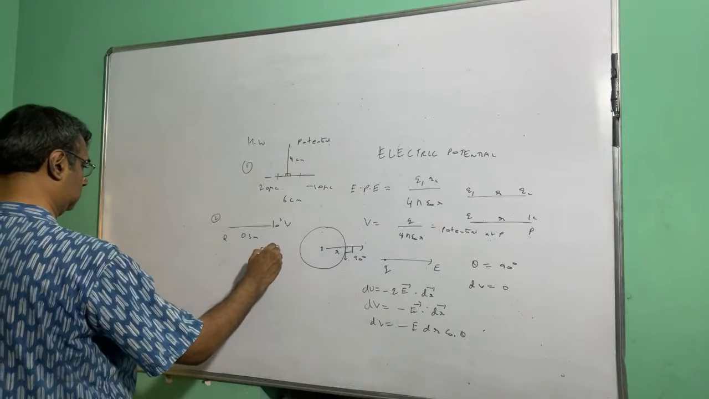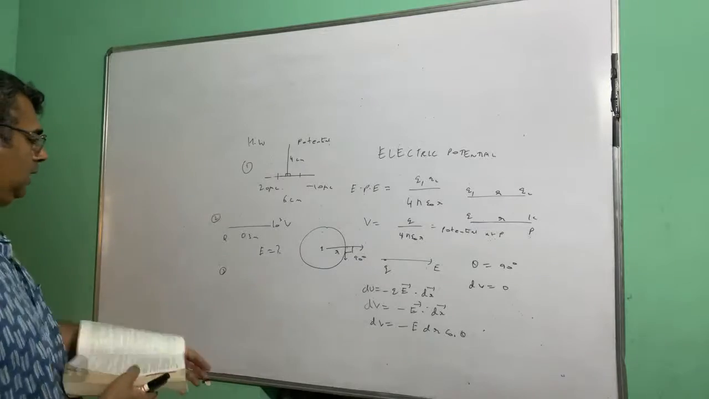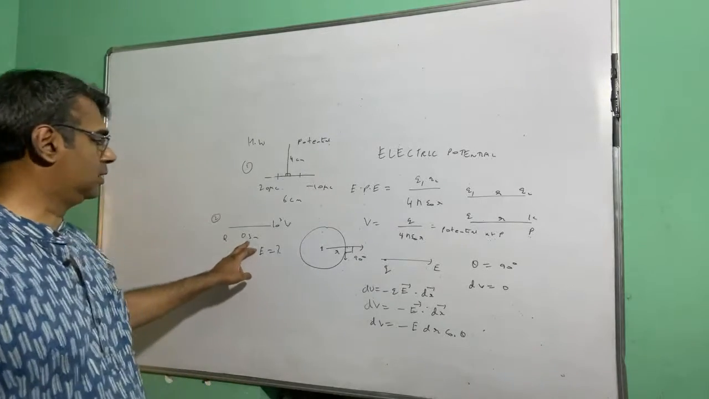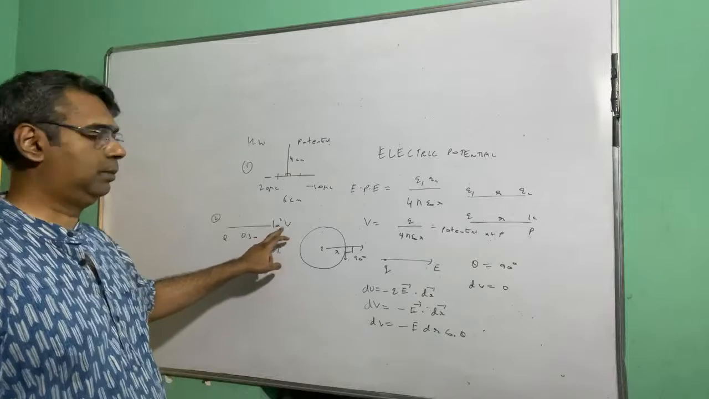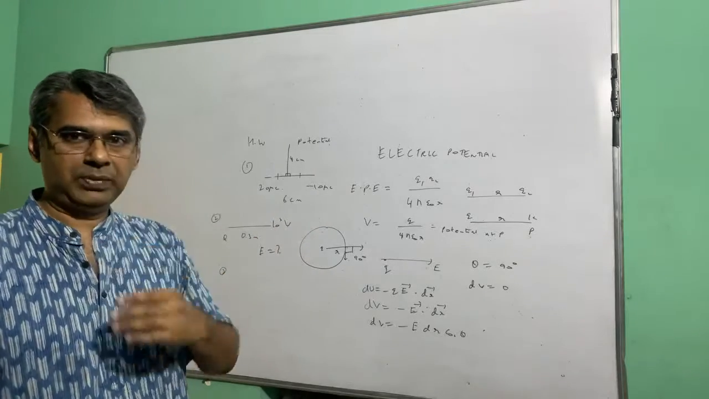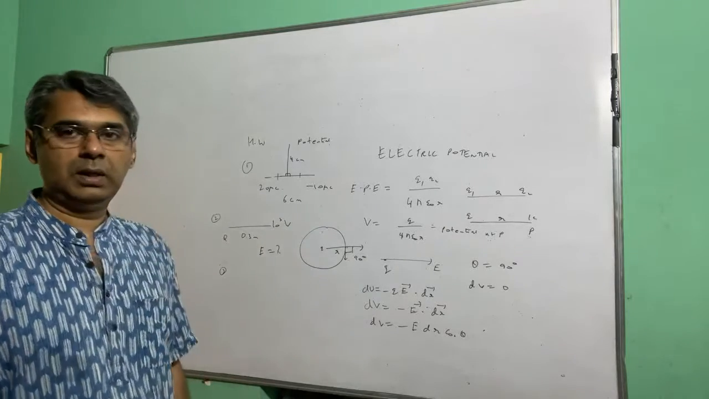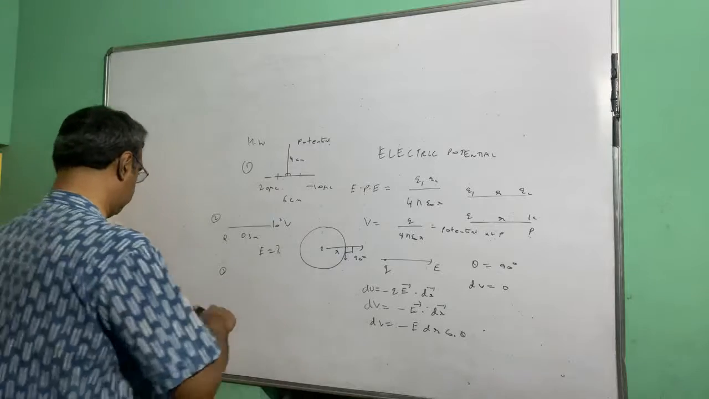Number 2. There is a charge q. At a distance 0.3 meter from the charge, the potential is 1000 volt. So the question is, what is the field?